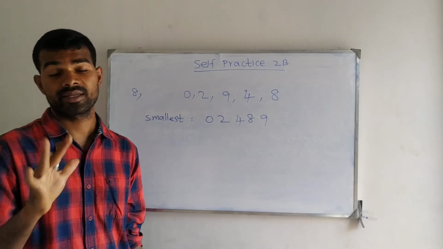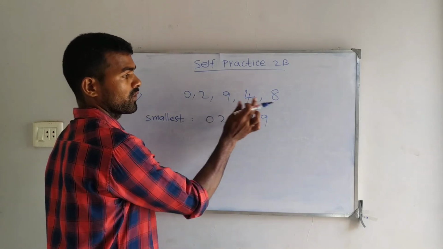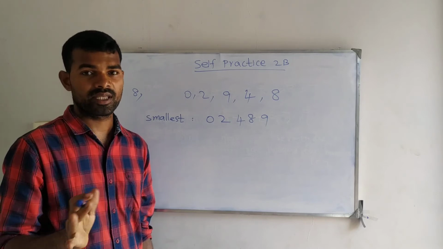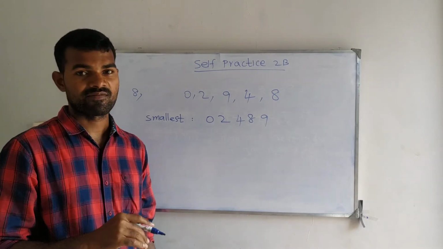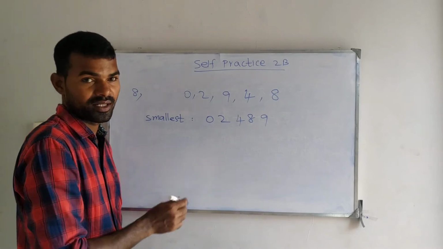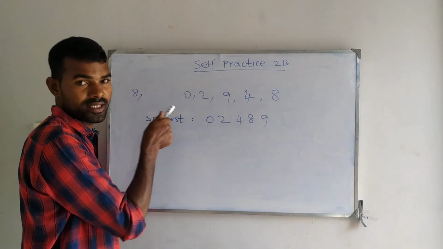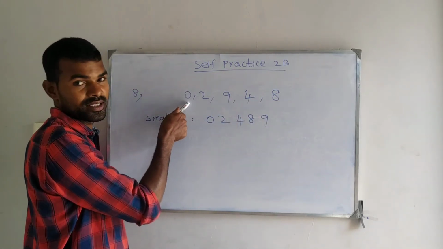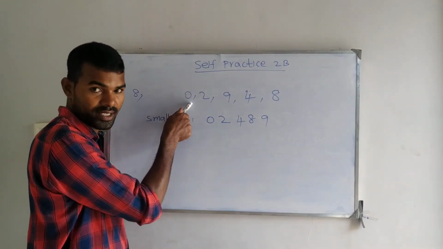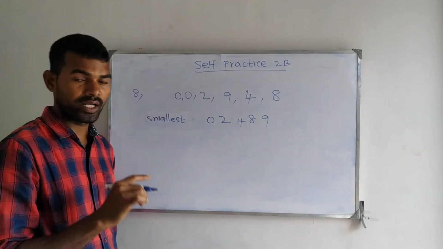We have to form a 6-digit number. But how many digits are actually given here? 1, 2, 3, 4, 5. Only 5 digits they gave you. Using 5 digits we cannot form a 6-digit number. So we need one more digit. To form the smallest number, what is the smallest digit here? 0 is the smallest digit. Write that digit one more time.